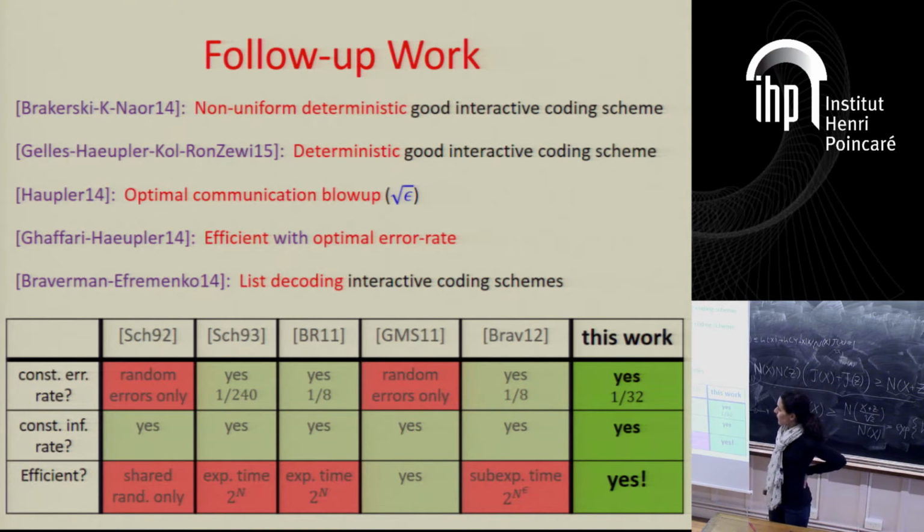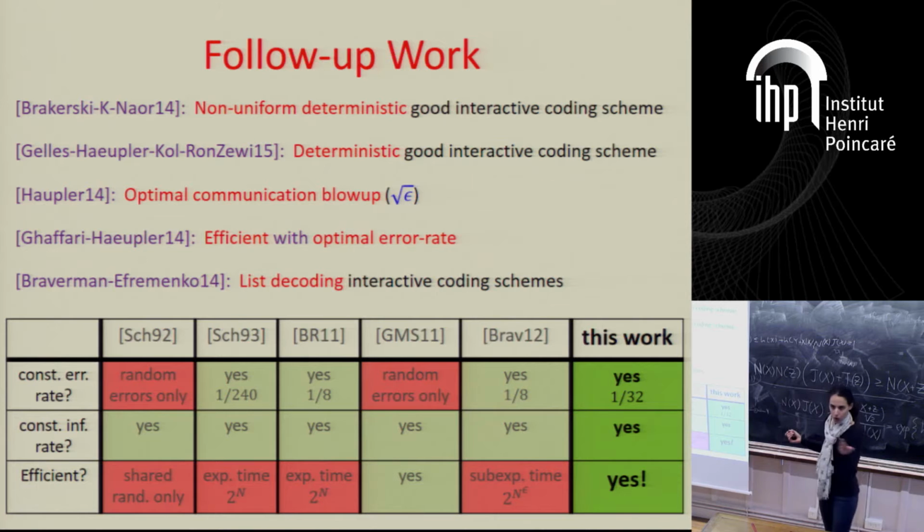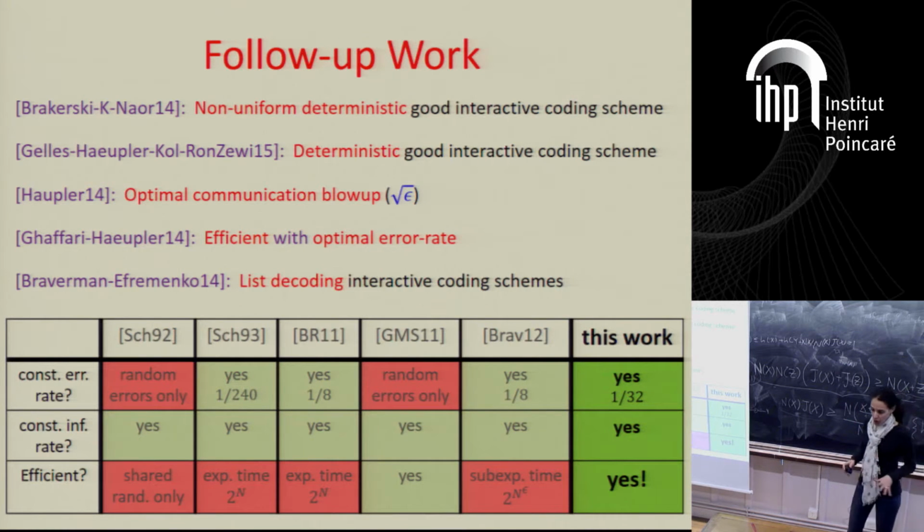There are other nice features about this work, which I'm going to talk about towards the end of the talk. These all appeared more or less at the same time. There was another very nice paper by Ghaffari and Haeupler where they got optimal error rate and yet efficient, so kind of the Braverman-Rao work, but also efficient. And there was another work by Braverman and Klim Efremenko, which does interactive coding in the regime of list decoding. Part of this you'll see later this week, and some I'm going to talk about later in my talk.